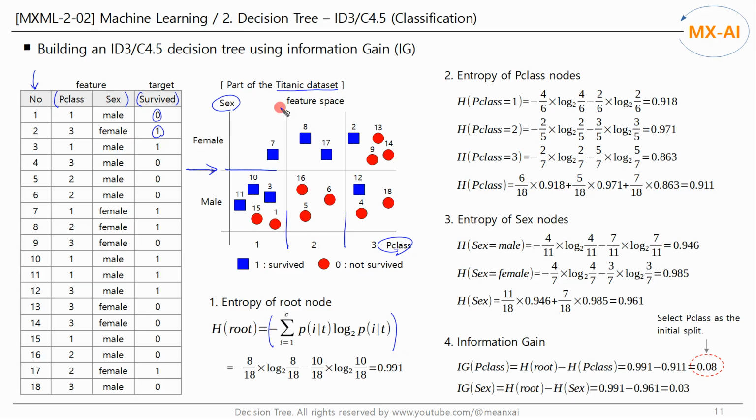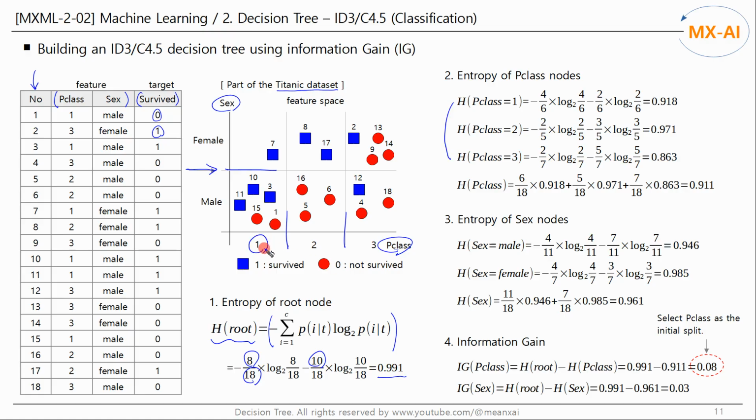The figure above is the root node. Let's calculate the entropy of this node. Of the 18 total data points, 8 are blues, and 10 are reds. Then the entropy of the root node is 0.991. Next, let's calculate the entropy of the child nodes when splitting the feature p-class.